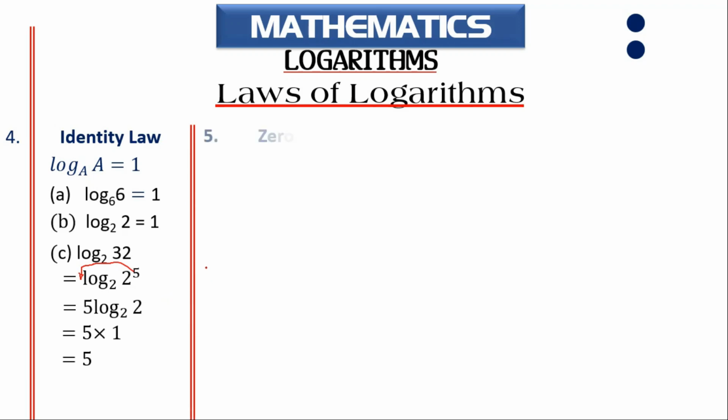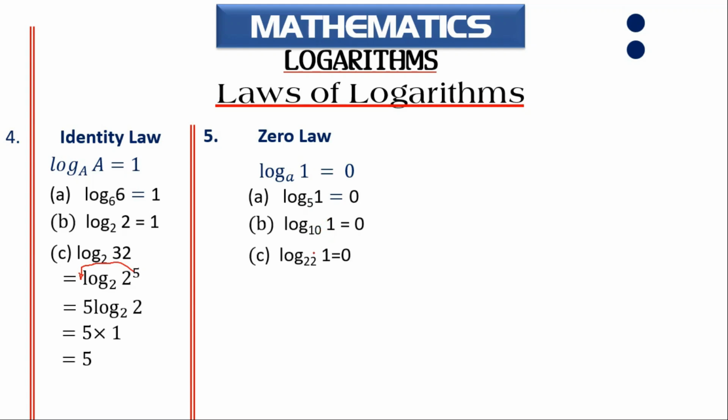Right. So now the fifth law, zero law. Zero law says that log 1 to any base is going to give us 0. So log 1 to base 1000, base 0.05, whatever the value is, is going to give us 0. Log 1 to any base is 0. So log 1 to base 10 is also 0, and log 1 to base 22.